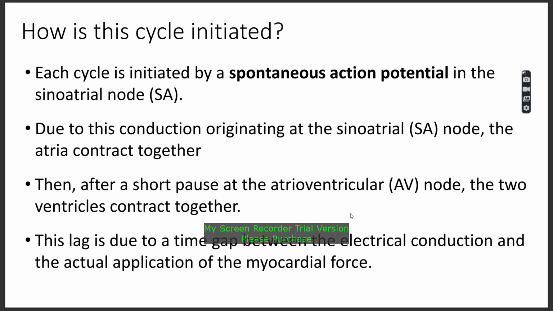Each cycle is initiated by a spontaneous action potential in the sinoatrial node. Due to this conduction originating at the sinoatrial node, the atria contract together. Then, after a short pause at the atrioventricular node, the two ventricles contract together. This lag is due to a time gap between the electrical conduction and the actual application of the myocardial force.